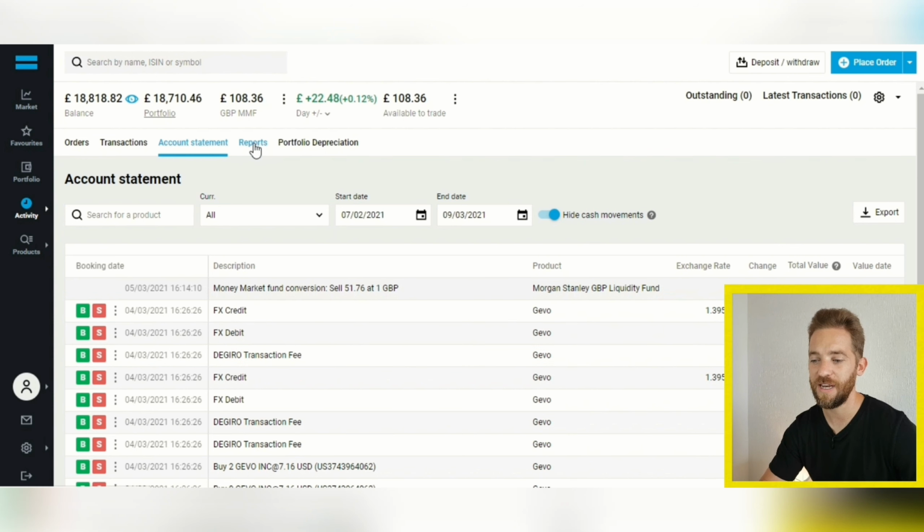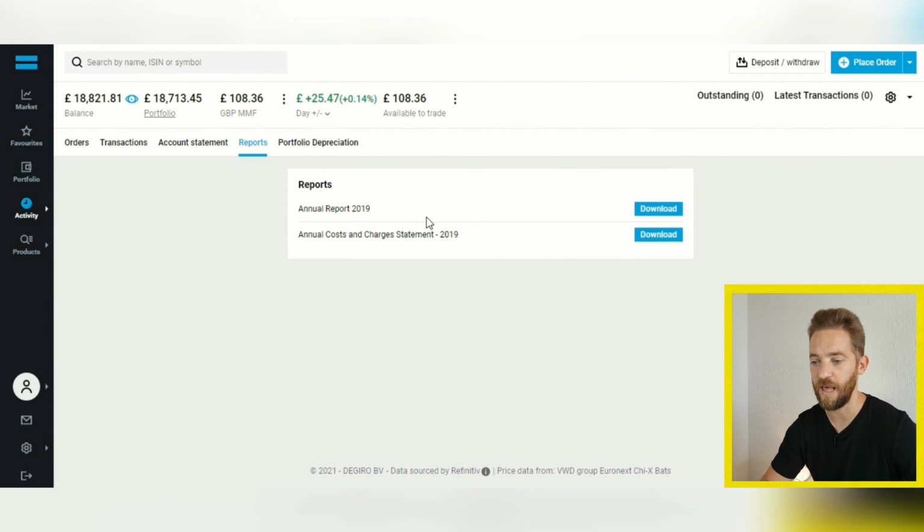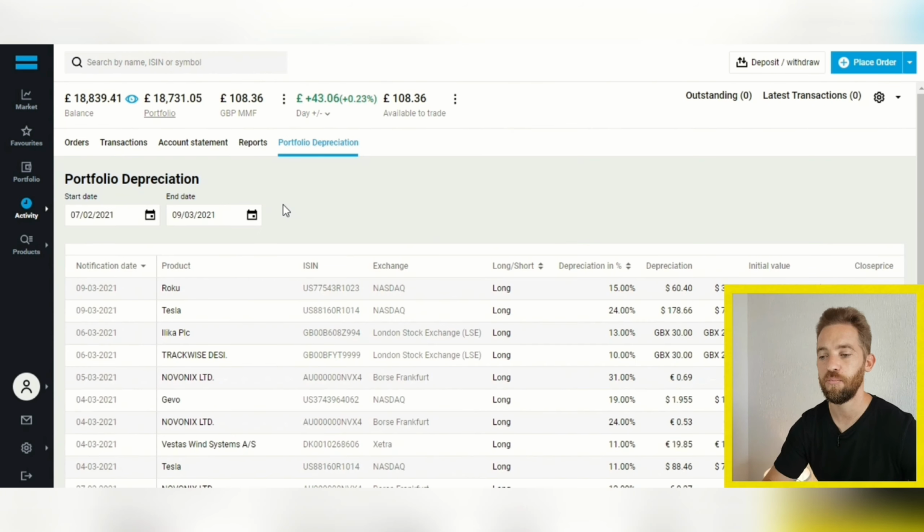Reports. You may not have anything in your reports tab if you're new to the platform, but once a year they generate a cost and charges statement, and it will show you everything that's gone on in your account, all of the fees, where they come from, and how that relates to your account as well. And then finally, portfolio depreciation. I never use this, but if you want, you can switch in here and you can see how each of your positions are impacting your portfolio, depreciation in percentage terms, and a monetary amount here.